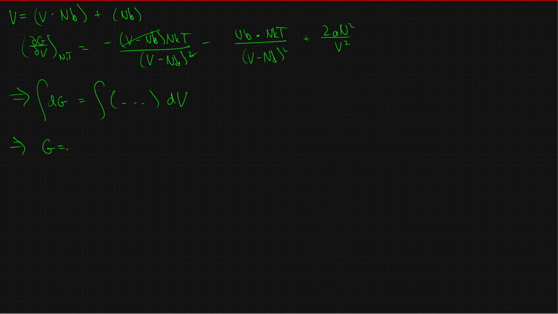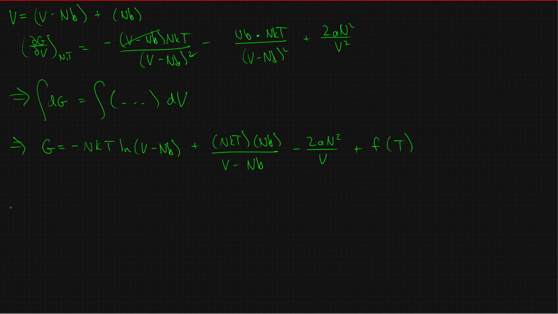integration, we can get that g, the Gibbs free energy, is minus nkt log of v minus n times b plus nkt times n times b all over v minus nb minus 2an squared over v, and then plus a function that depends on t. But we only care about the function of v, so just absorb all of that nonsense into this.